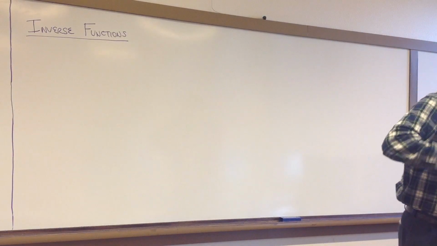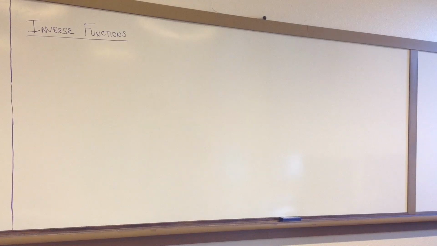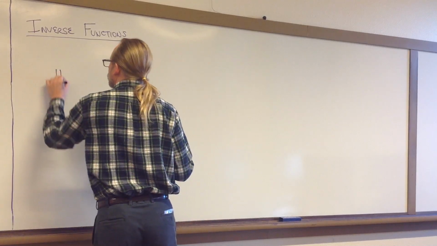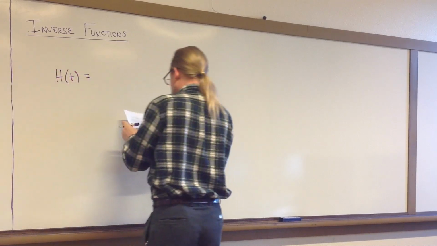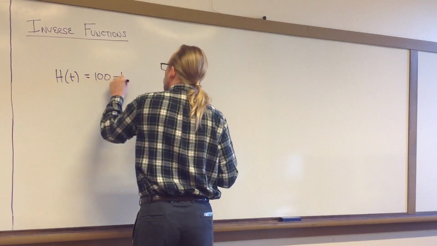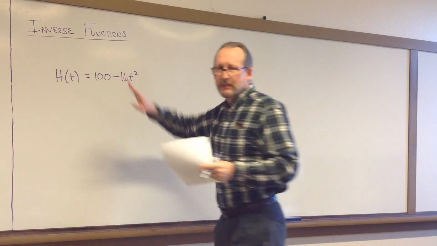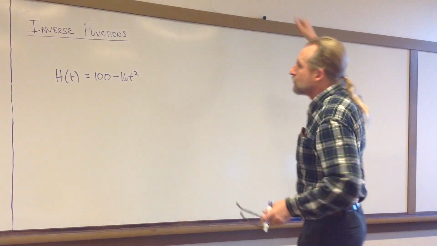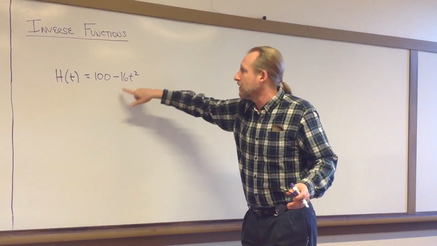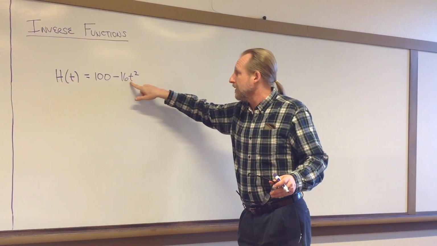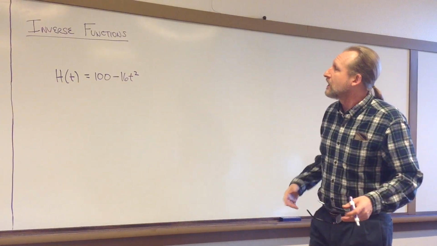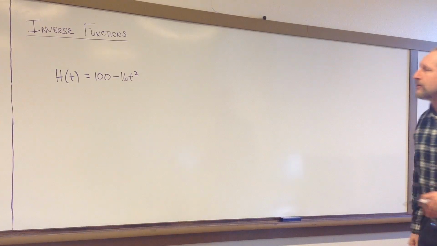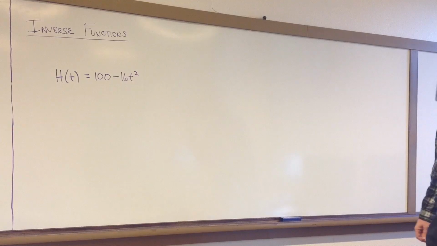And I saw a really clear explanation of this when I was doing this with applications. So here's an application function. H of t is 100 minus 16t squared. So this is a height function, as a function of time. If you drop something from 100 feet off the ground, the distance it falls after t seconds is going to be minus 16t squared. So its height as you drop it from 100 feet will be given by that function right there.